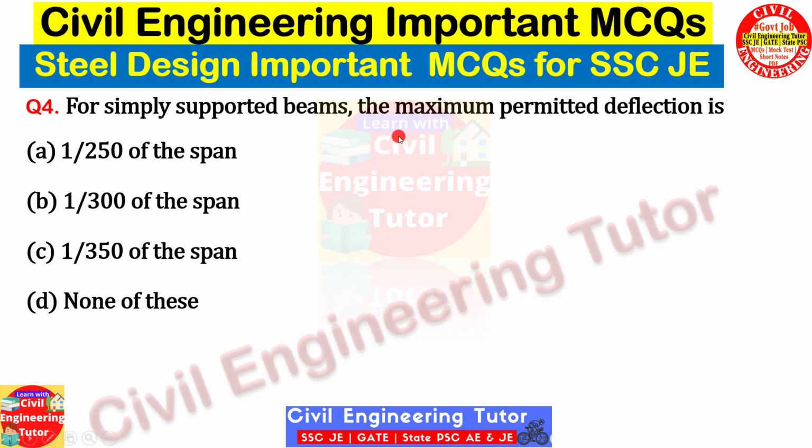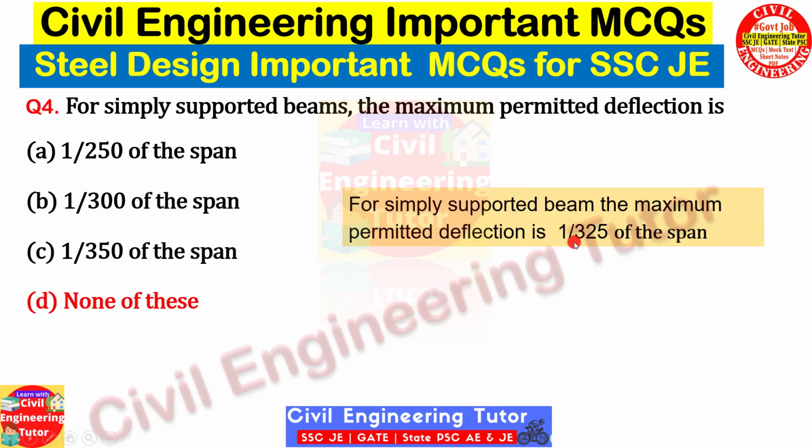For simply supported beams the maximum permitted deflection is 1 by 250 of the span. These are the options given. Just remember that for steel structure the maximum permissible deflection for simply supported condition is 1 by 325 of the span. So here the correct answer will be none of these. Okay.